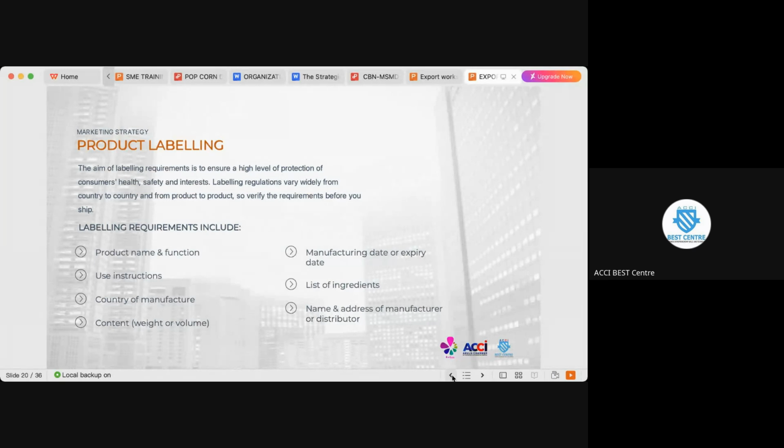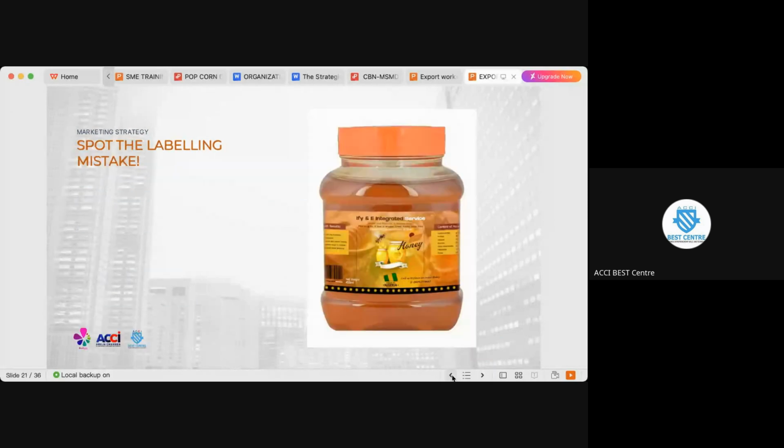the name and address of the manufacturer or distributor. Of course, especially for us in Nigeria, you have to have your certificate number, maybe your NAFDAC number, sometimes SON. For exporting, maybe FDA, which is for the US, or depending on the country, maybe Canadian regulatory authorities. Different countries have different labeling requirements. So that is why we cannot emphasize the importance of the export plan enough. That's why we started with the export plan. If you get your export plan right, then you are almost done.